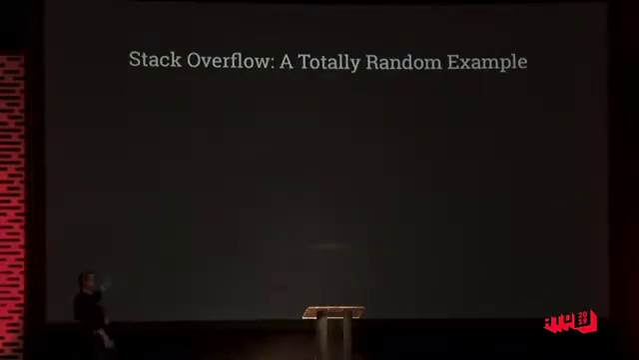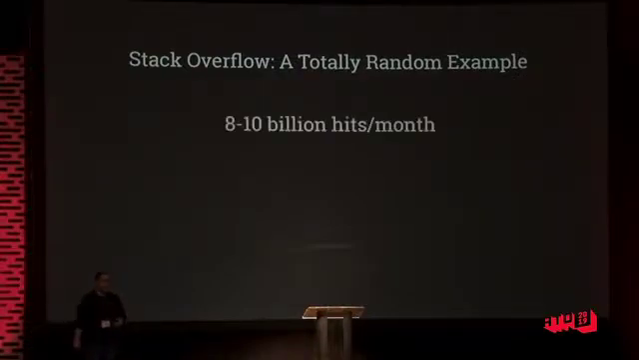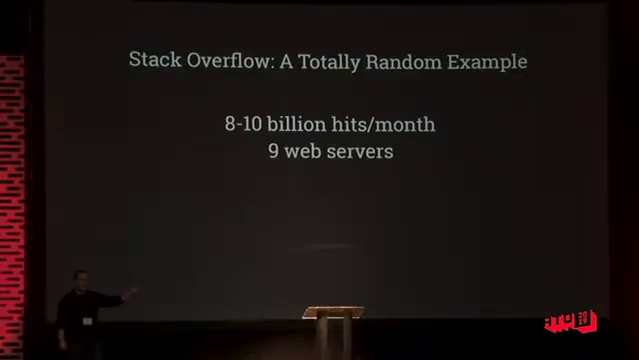So I'm going to use Stack Overflow here. Totally random example. I just happened to work there, okay? And this is how we have benefited over the past decade of treating performance as a feature, okay? So these days, it's 8 to 10 billion hits a month on our web tier, and that's on just 9 web servers in production. We run them in a rack in New York normally, and that runs about 10% CPU. And I'll show you a picture if you don't believe me. It runs fine.